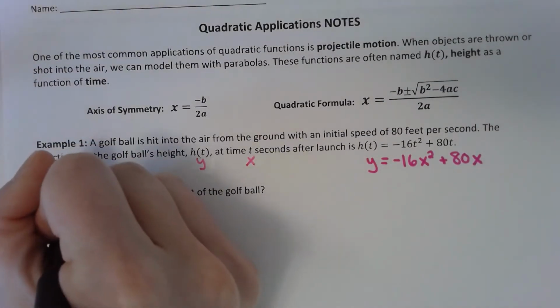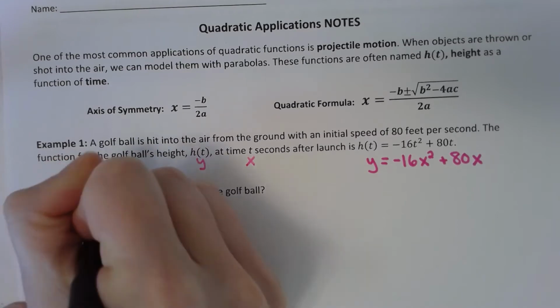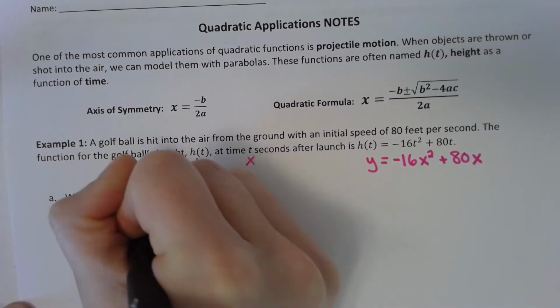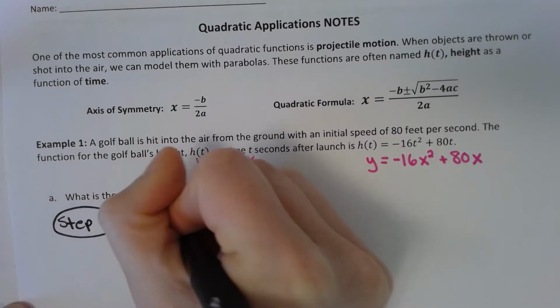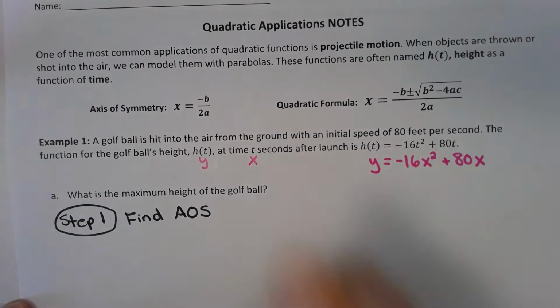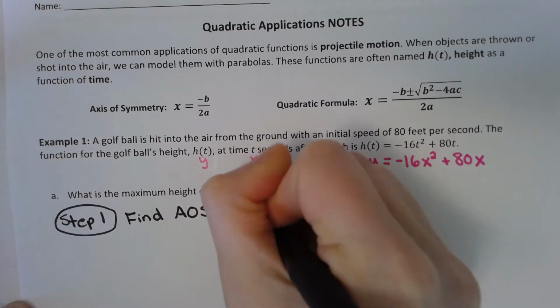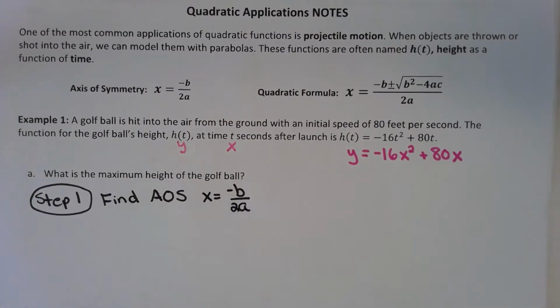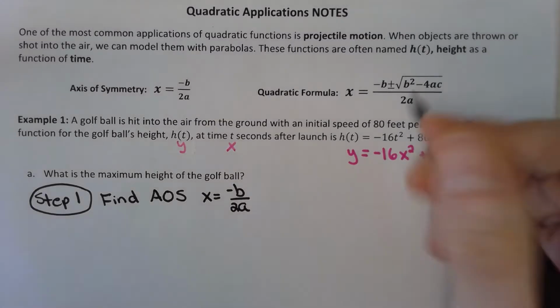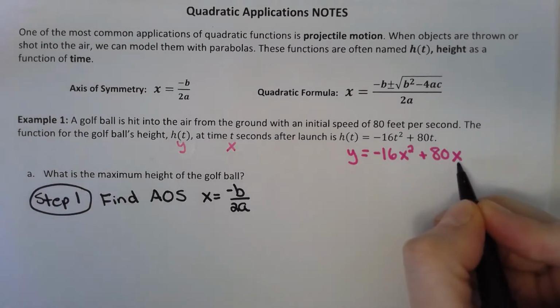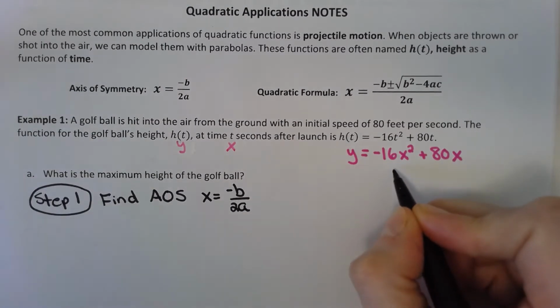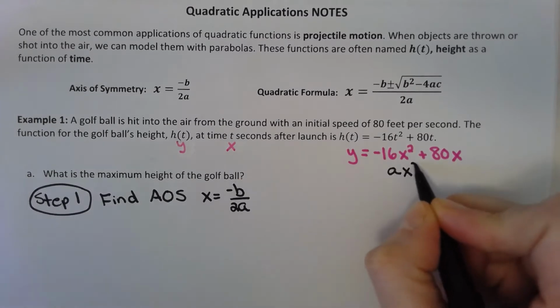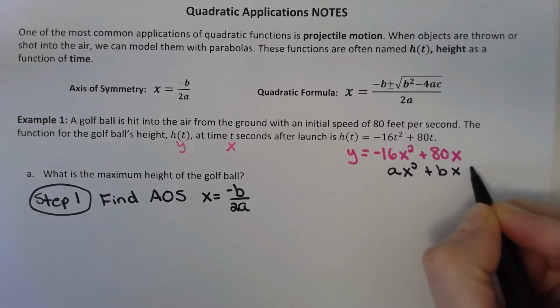So step 1, we are going to find the AOS, the axis of symmetry. And the equation we need for that is x equals -b divided by 2a. Okay. So obviously we're going to need our a and b values the same way we did when we had the quadratic formula. And we would label this with ax squared plus bx plus c so that we can find our a, b, and c values. So ax squared plus bx plus c.